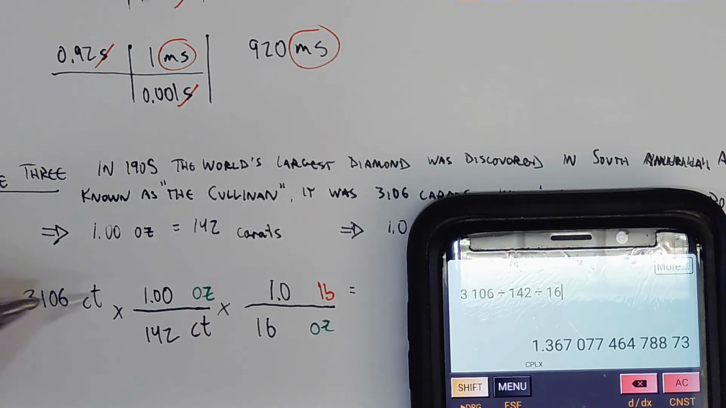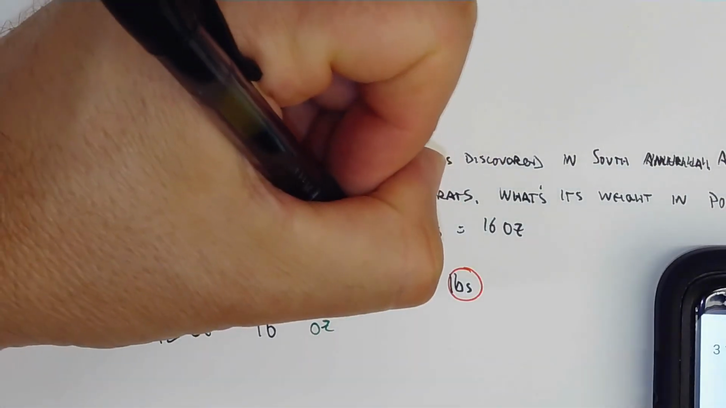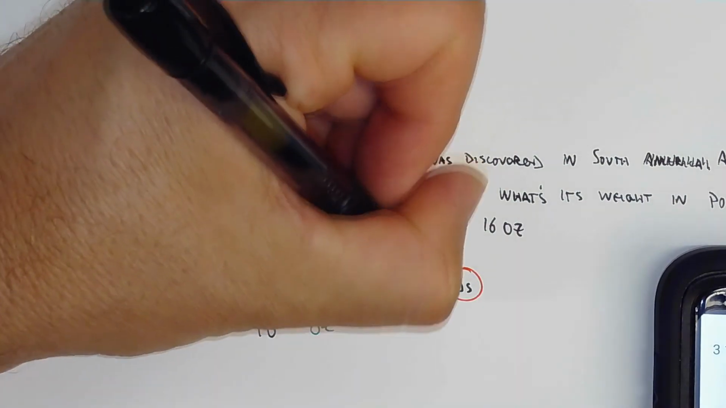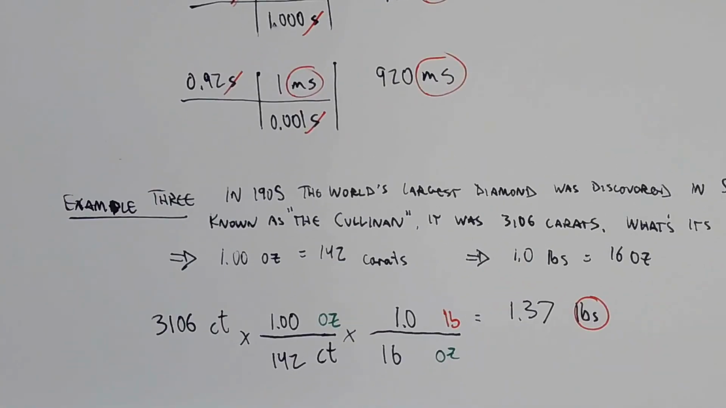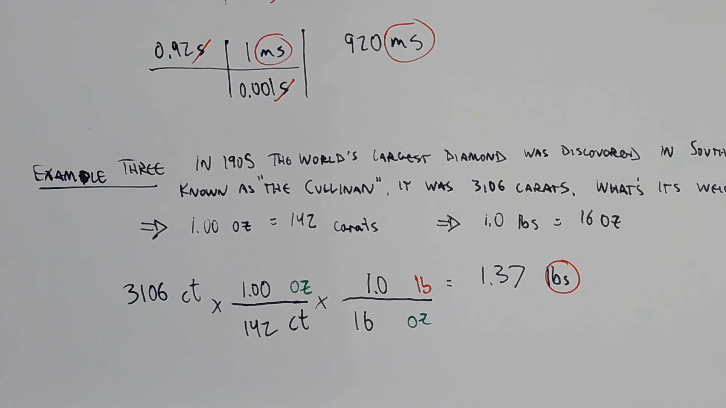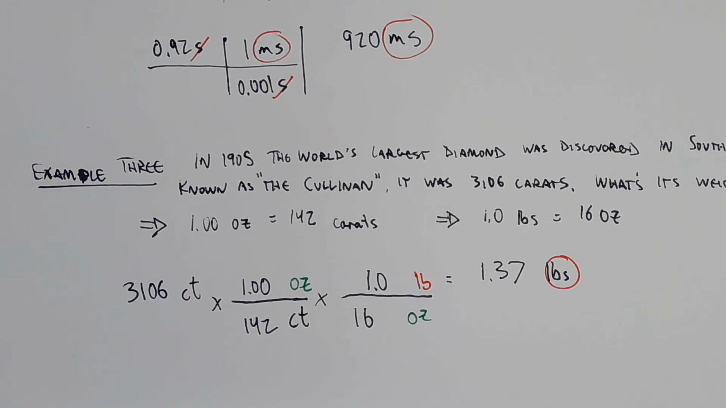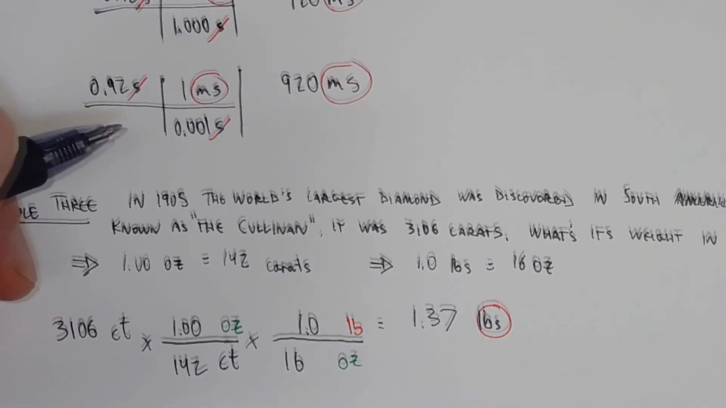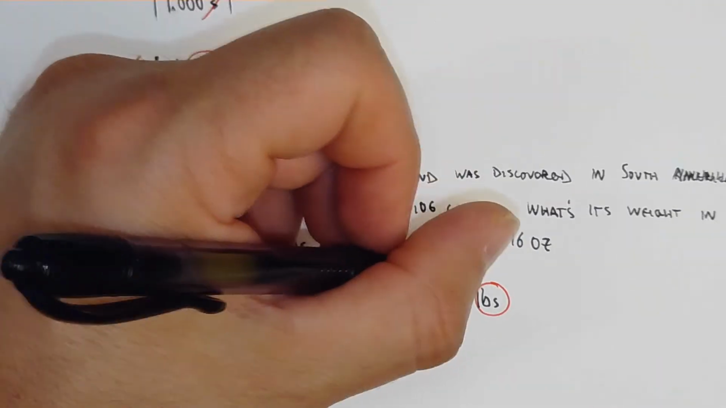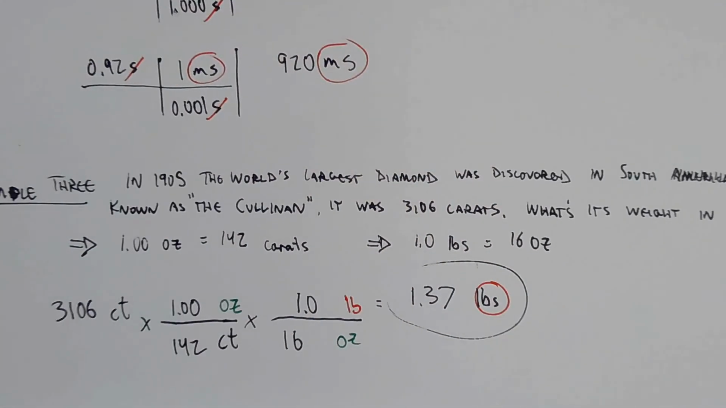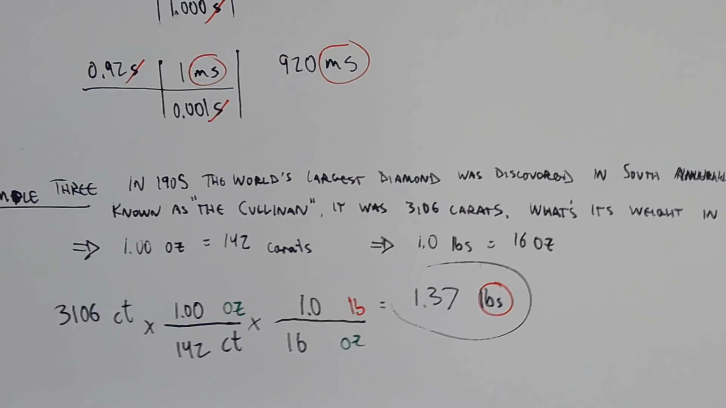And our answer is 1.37 pounds. So if you had the world's heaviest diamond in your hand, it would be 1.37 pounds. It's a decent sized rock there. Okay, and just for consistency, I like to circle my answers when I get to the final stage too. You may like to do that, and that's how we do it.